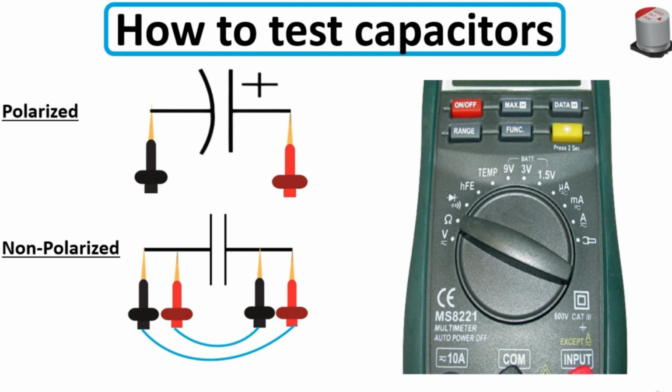Let's see how to test a capacitor. Of course, before diving into testing capacitors, I just want to add that for polarized capacitors, you should respect the polarity. I mean, you should always put the red probe of the multimeter on the positive terminal and the black probe on the negative terminal. But for a non-polarized capacitor, you can use the probes as you want. You can put the black here and the red there, or the red here and the black there.